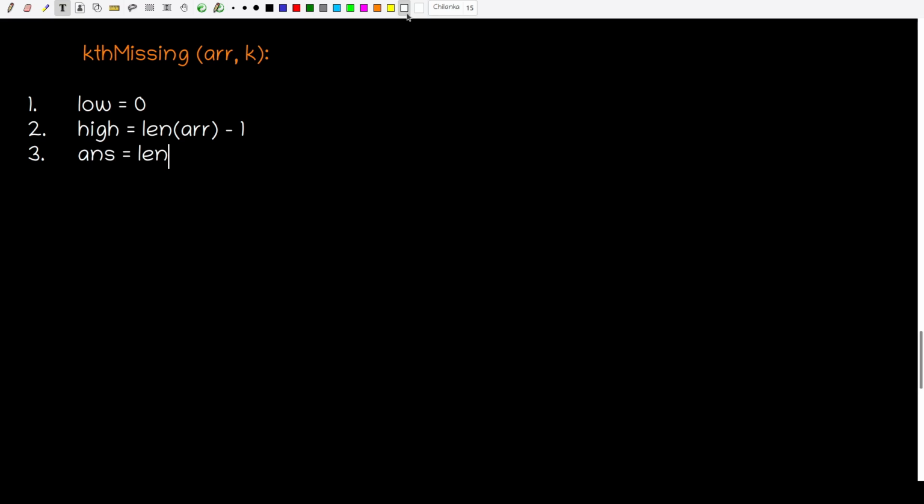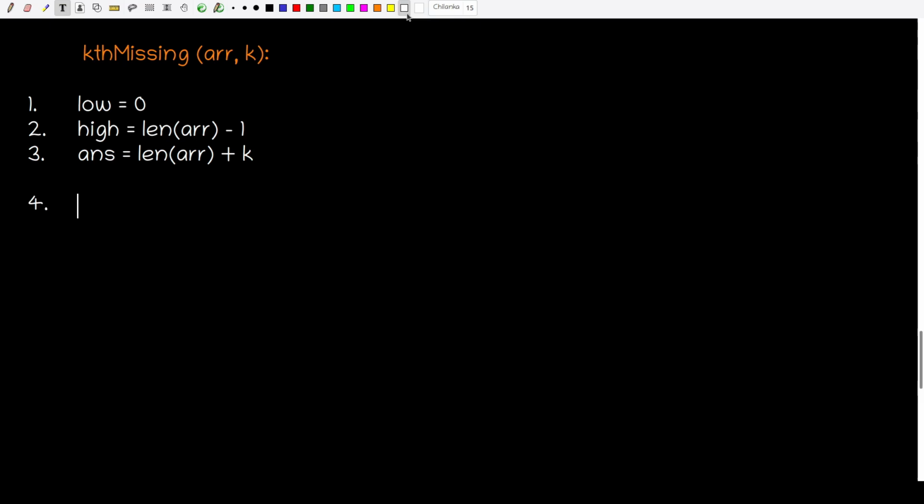Now let us discuss the pseudocode of this problem. So let us say we want to find the kth missing number, and an array is given to us and the value of k is given to us. So for this, let us set low equal to 0, high equal to length of array minus 1, and let us set answer equal to len of array plus k. Folks, this is for the case where none of the elements are missing. In such case, the kth missing number will be given by length of array plus k.